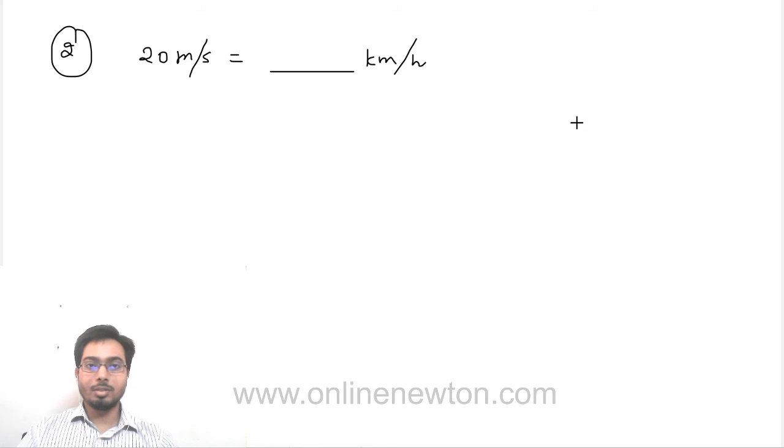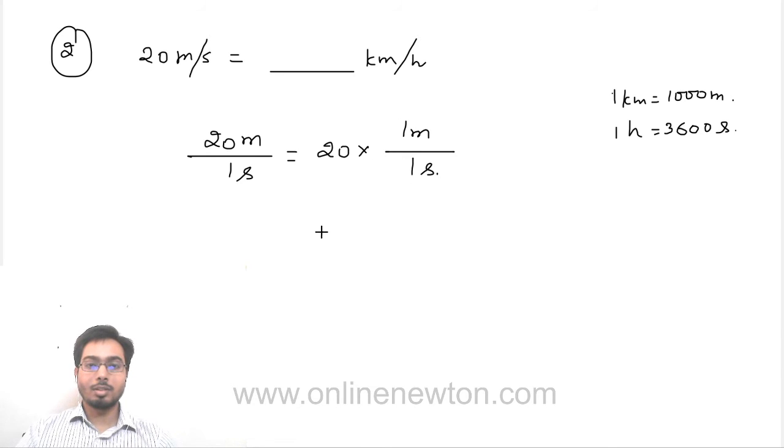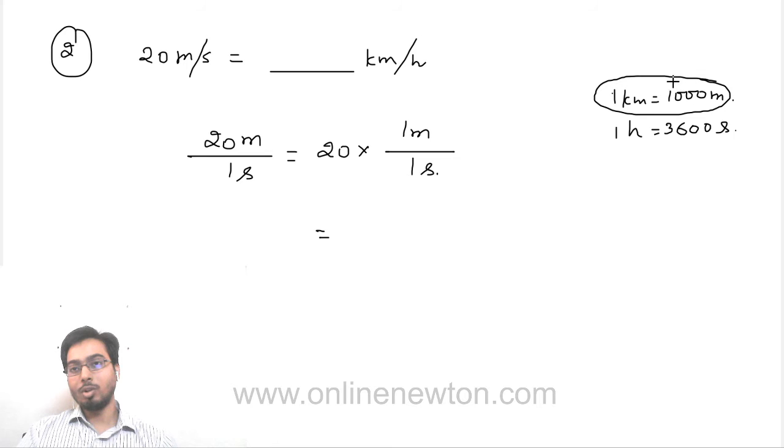So let us do this. Again, we'll take help of that. 1 kilometer is equal to 1000 meters. Always do this. And 1 hour is equal to 3600 seconds. Always start from there. Now, it is 20 meters for 1 second. So 20 into 1 meter by 1 second. 1 meter in terms of kilometer we have to write next. So this is 1000 meters is equal to 1 kilometer.